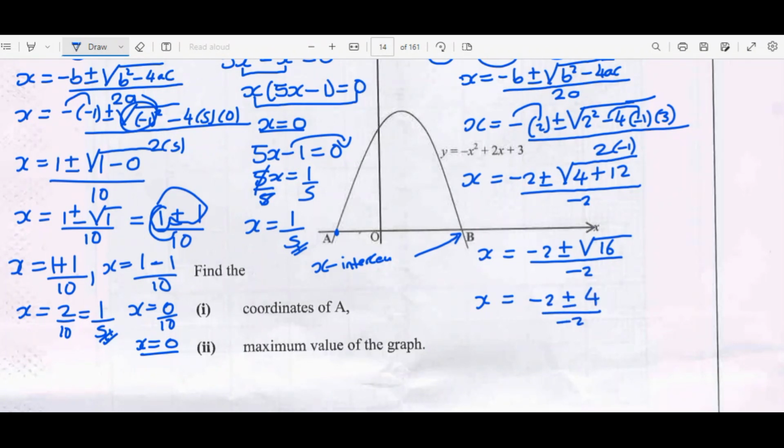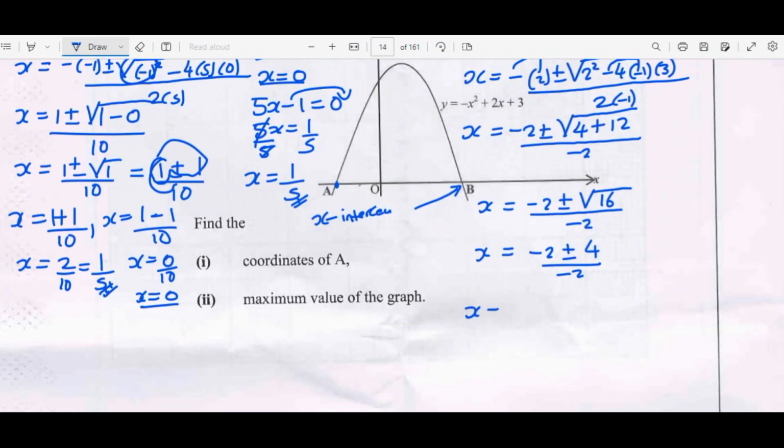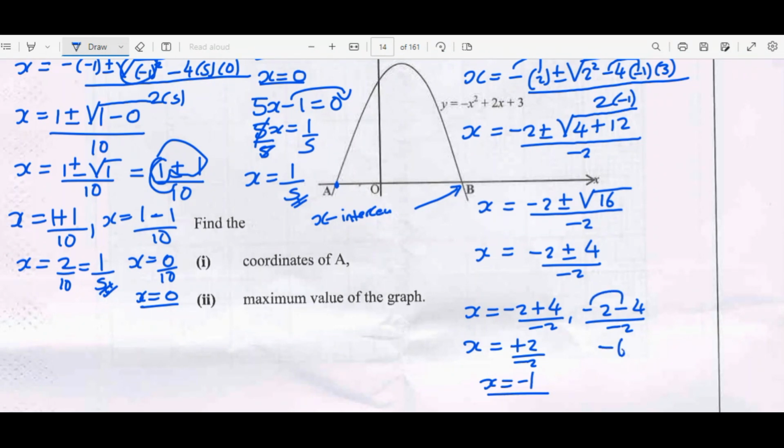Like we did earlier, we need to split into two equations. So the first one will have -2 plus 4 over -2. Then the second one will be -2 minus 4 over -2. So x is equal to, here we get plus 2 over -2, which is the first value of x is -1. Then we know that same signs we add, giving us -6 over -2. So the second value of x will give us positive 3.